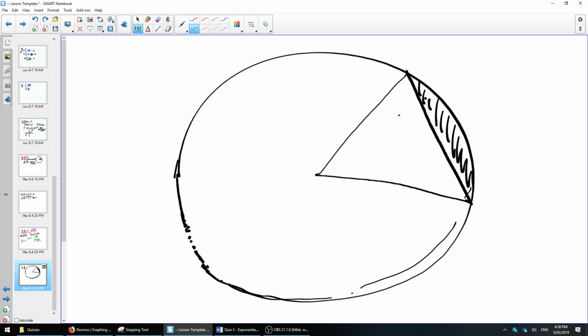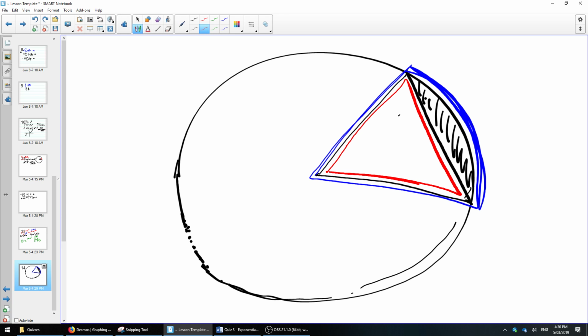Alright, so there's that chord and that segment is that bit out there, right? So what I want to do, we have a formula that helps you find the area of that sector. And we also have a formula that helps me find the area of that triangle. If I can find that blue area, the sector, and cut out the red area, the triangle, I'll get that black area, the minor segment.